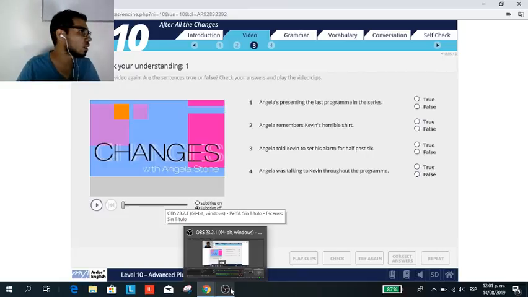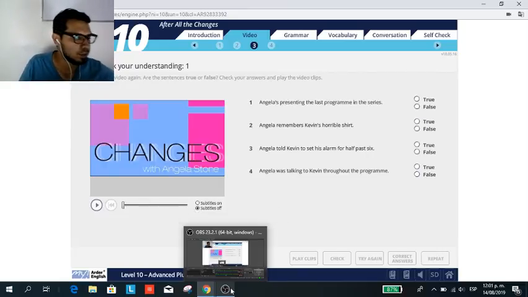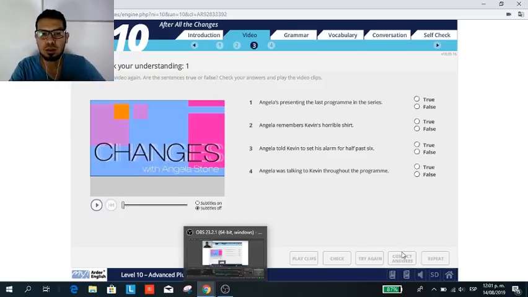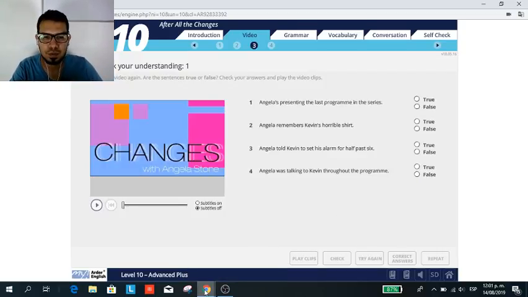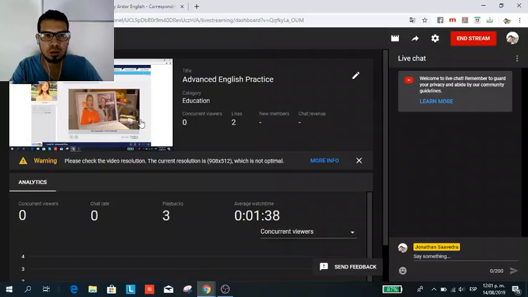Sule, la señal está un poco baja, ¿lo puede poner más allá? I'm sorry, I think there is a problem with the signal. So we're gonna improve it.